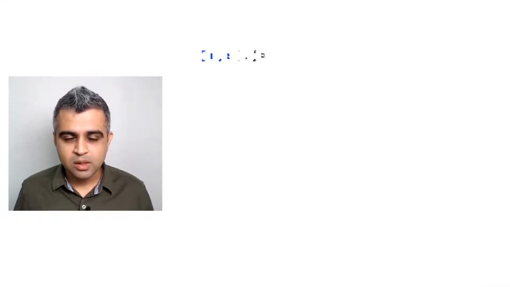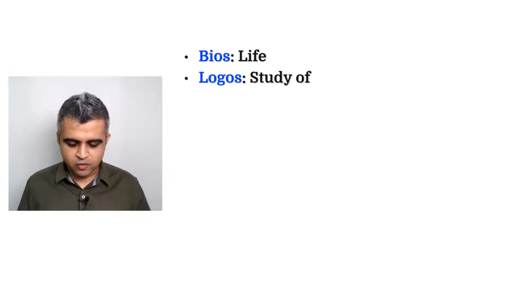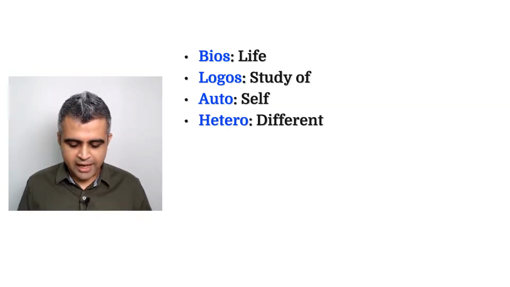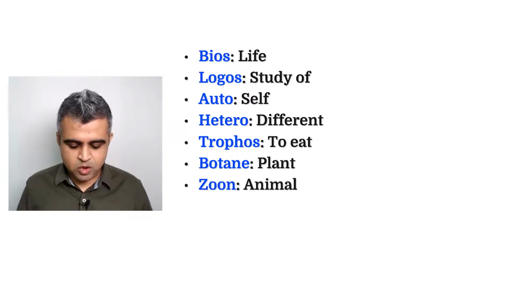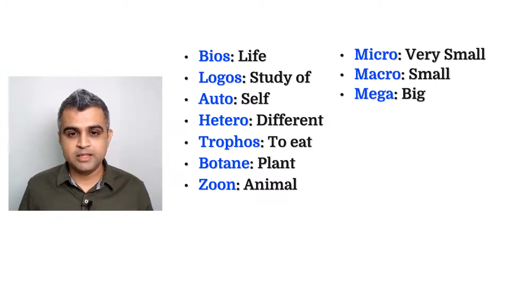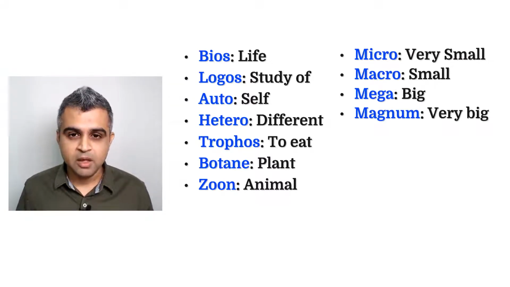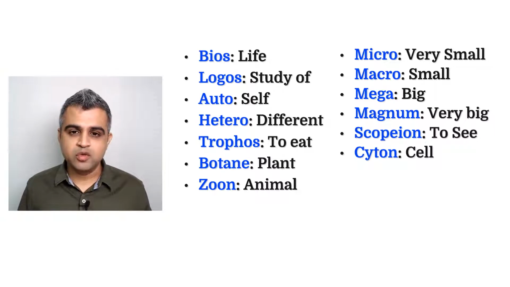So now, a quick recap of the words we've done so far. We saw bios is life, logos is study of, auto is self, hetero is different, trophos is to eat, botan is plant, zoon is animal. Today we saw micro is very small, macro is small, mega is big, magnum is very big, scopion is to see. And now a new word which you had not heard before, cyton, which also means cell.